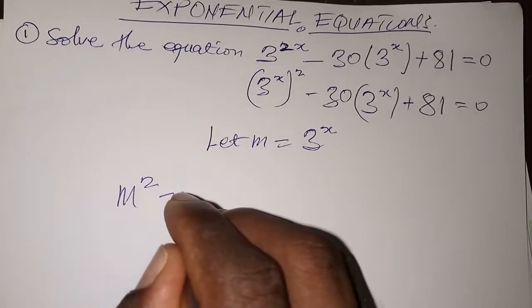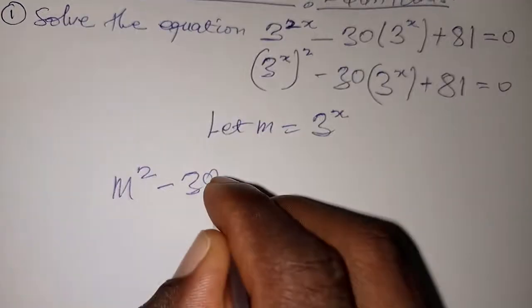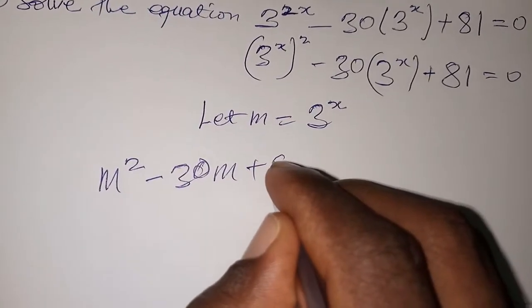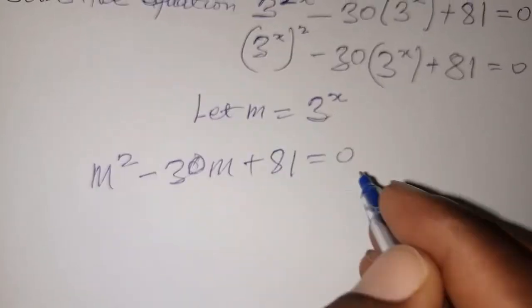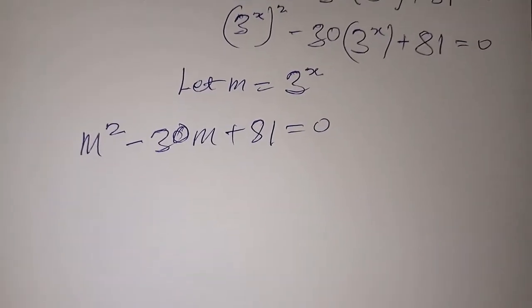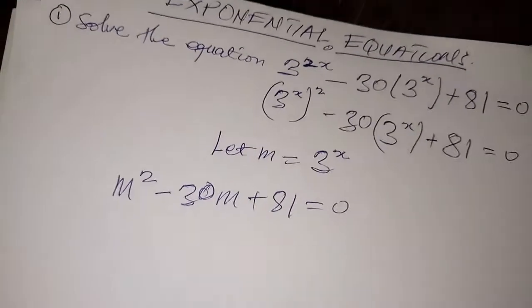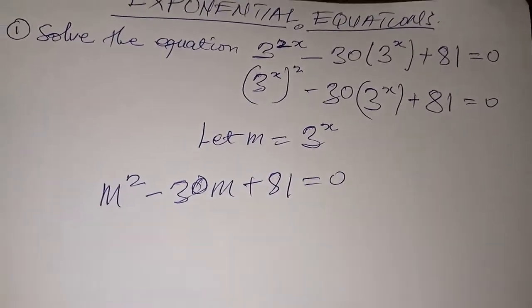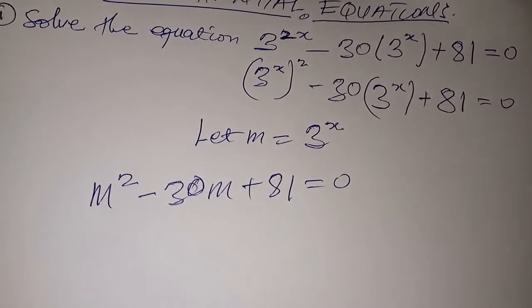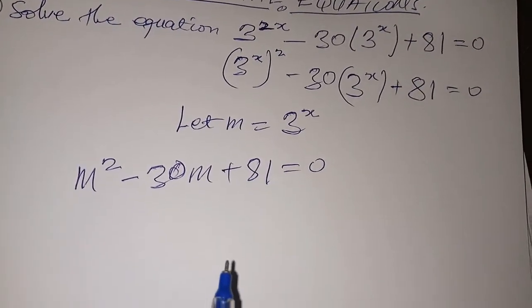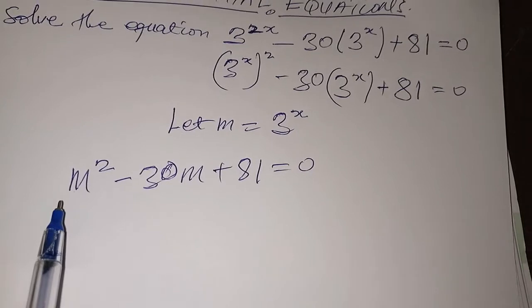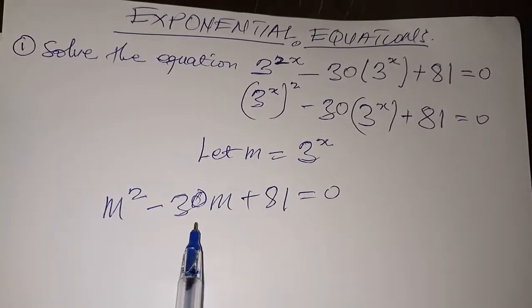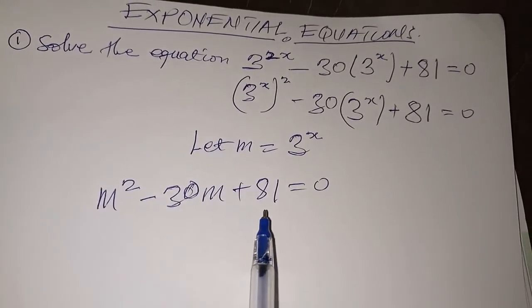minus 30m plus 81 equals 0. So this becomes our normal quadratic equation that we know. And here, taking it in the general quadratic equation formula, our a is 1 because the m squared is standing alone. Its coefficient is 1. And our b is negative 30 and c is 81.